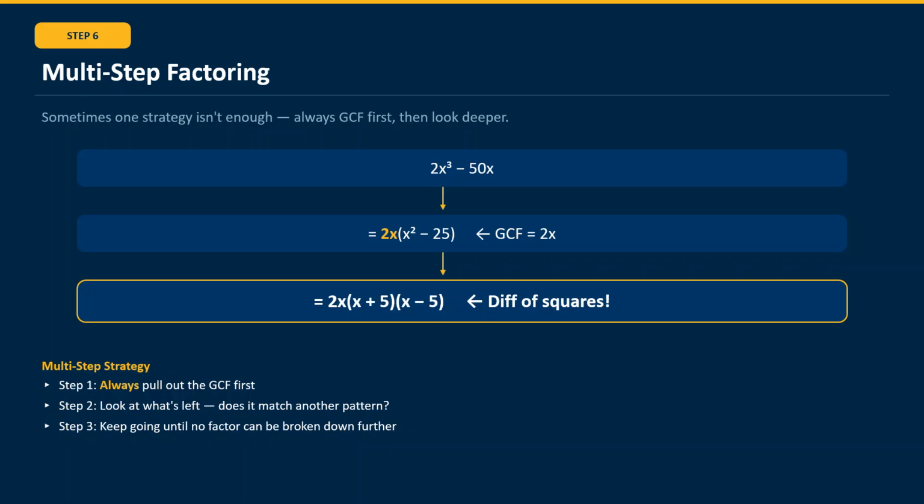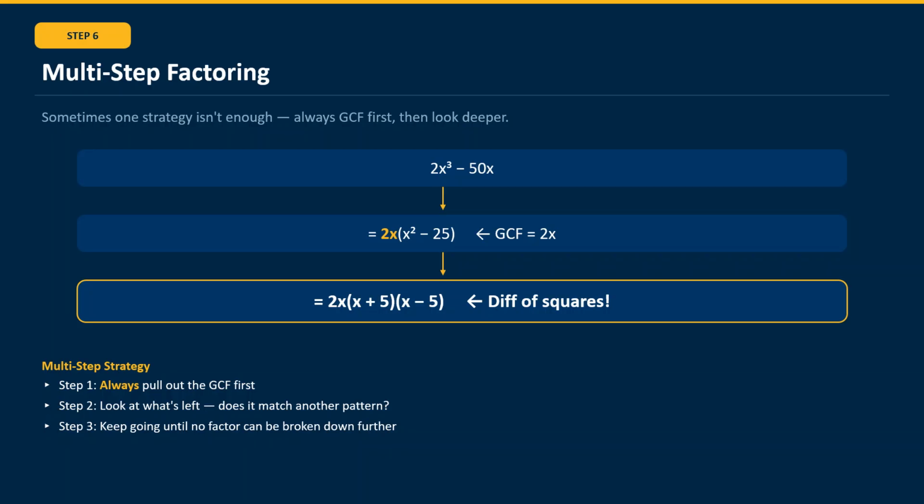Consider 2x cubed minus 50x. Step 1. Extract the greatest common factor. Both terms share a factor of 2x. Pulling it out gives 2x times the quantity x squared minus 25. Step 2.